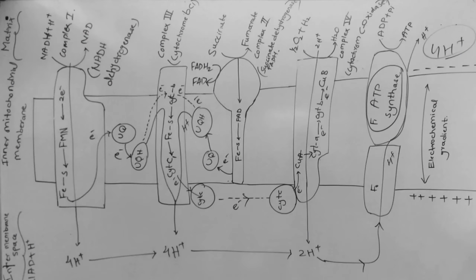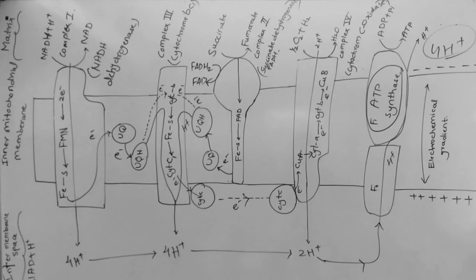Hello everyone. So today we are dealing with the final portion of cellular respiration, that is called the electron transport chain or electron transport system. So let's get started. But beforehand, you have to deal with the glycolysis and the Krebs cycle as well.